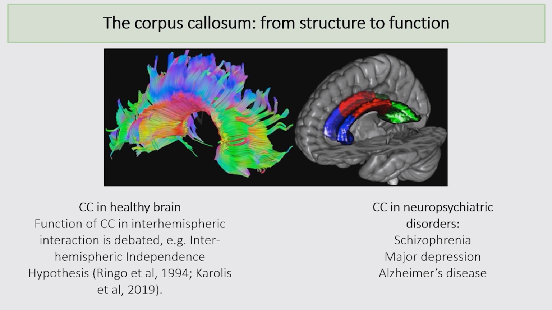In our first attempt to develop this approach, we have focused on the corpus callosum for two main reasons. First, the corpus callosum is the major tract connecting the hemispheres, and despite it has been studied for decades now, we still don't know its function. Second, neuroimaging studies have shown structural impairment of the corpus callosum in several neuropsychiatric disorders, like schizophrenia, major depression, and Alzheimer's disease, but we don't know how these alterations are related to the functional impairment in patients.